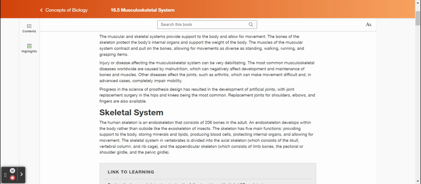Progress in the science of prosthesis design has resulted in the development of artificial joints, with joint replacement surgery in the hips and knees being the most common. Replacement joints for shoulders, elbows, and fingers are also available.